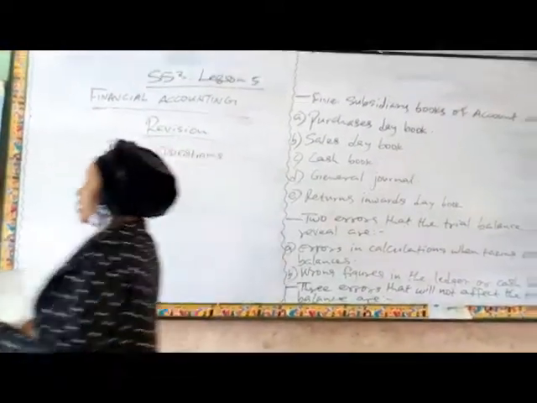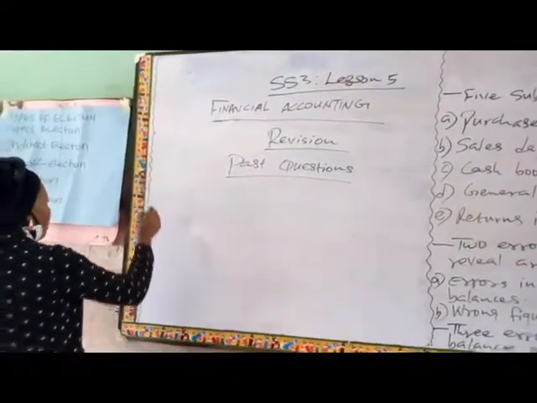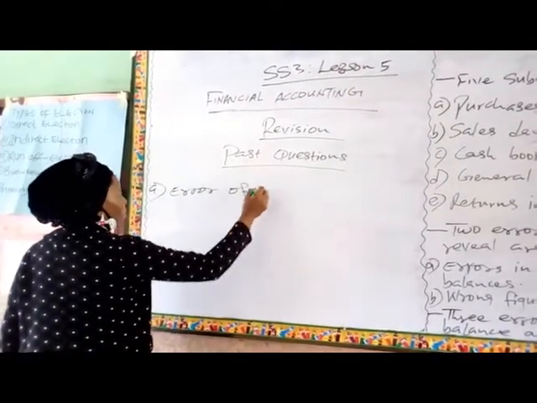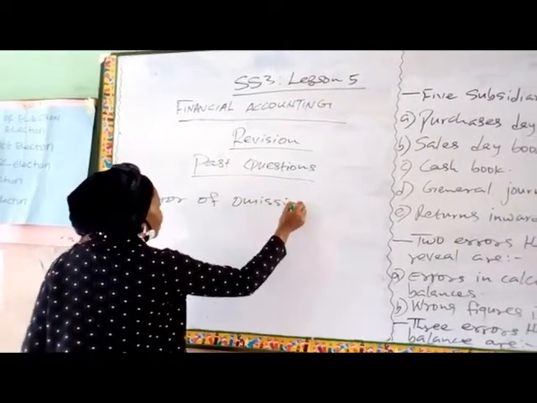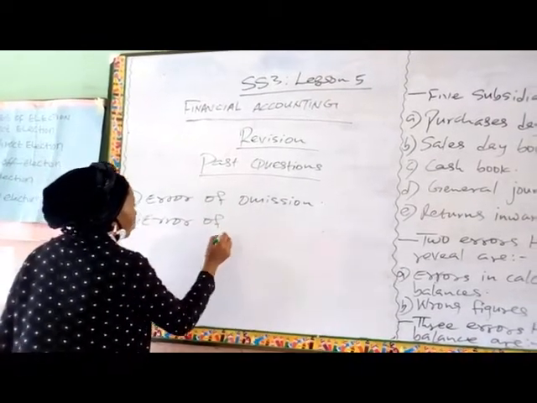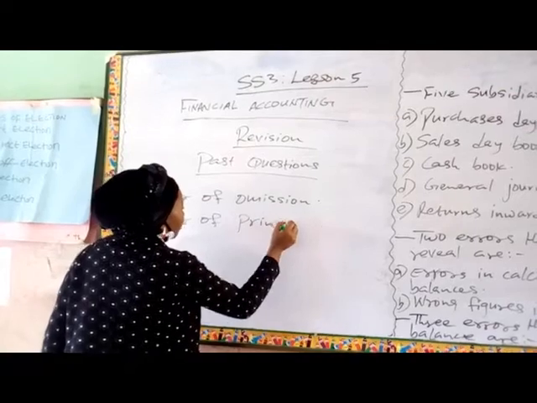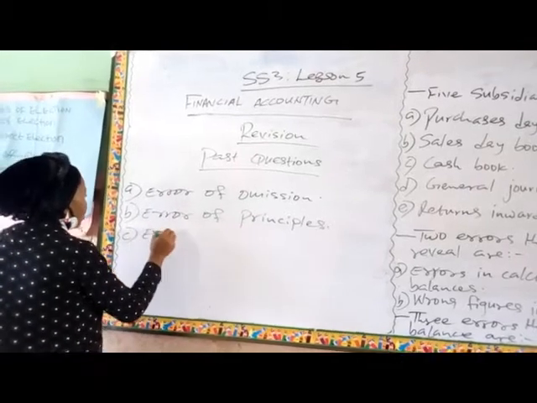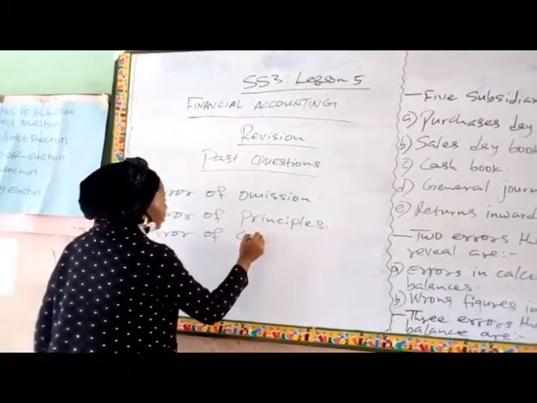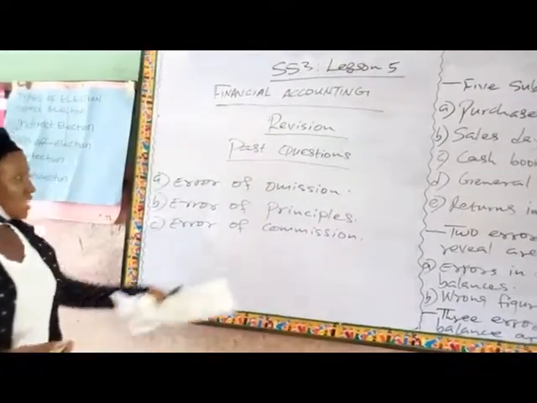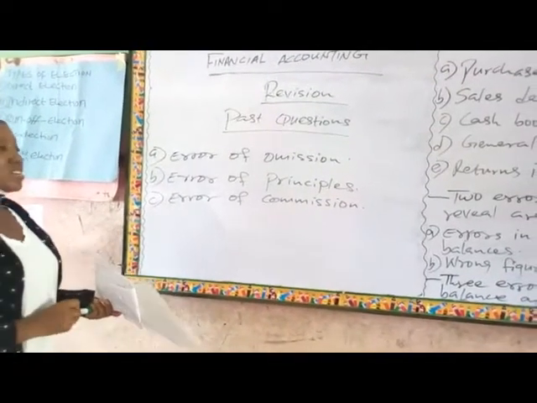Now let me give you the three errors that will not affect the trial balance. A is error of omission. B is error of principle. And C is error of commission. These are what we have stated, the three errors that will not affect the trial balance.